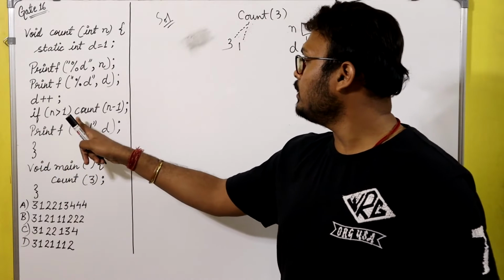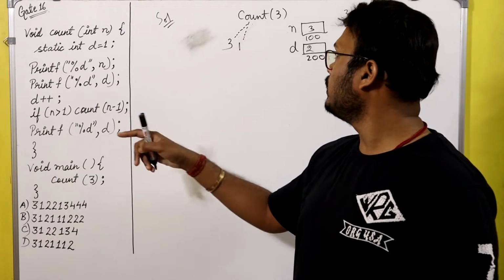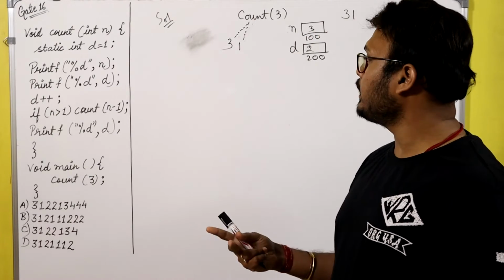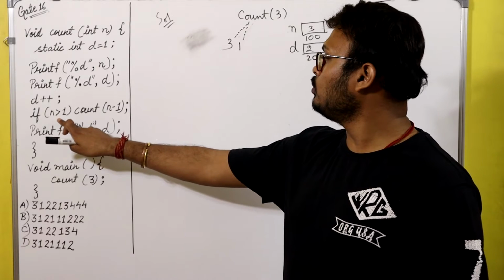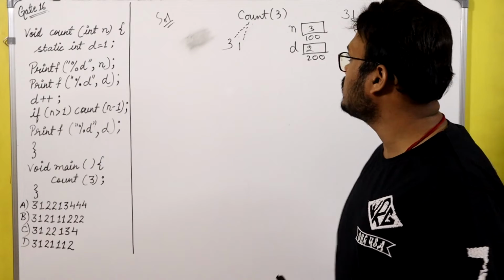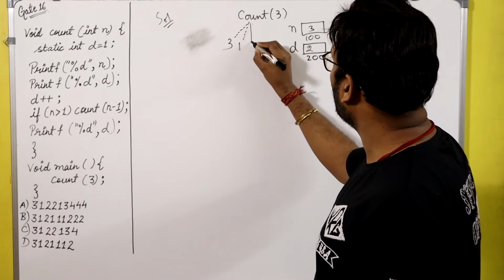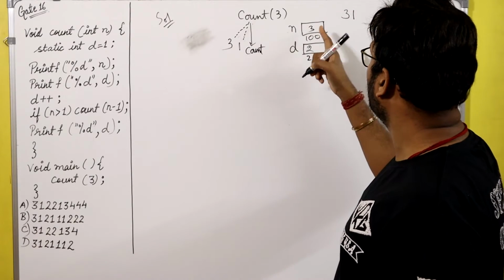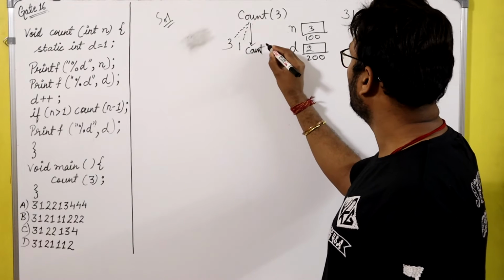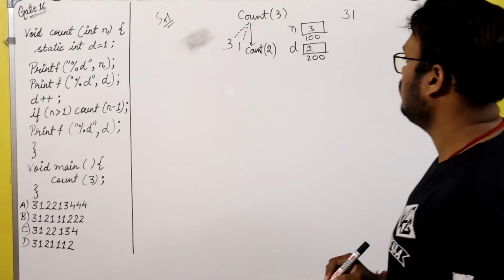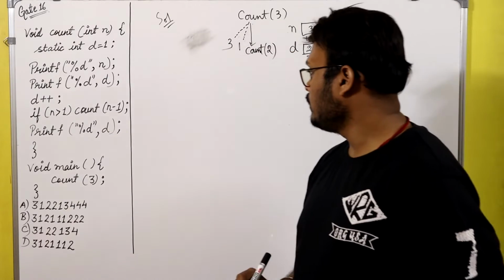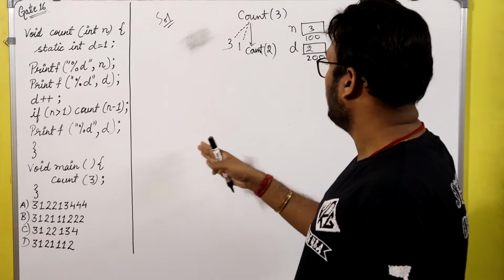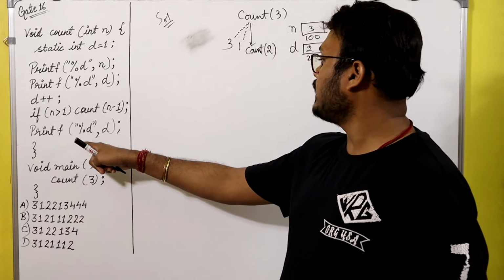If n greater than 1, then the count function will be called again. What is the value of n? 3. So 3 is greater than 1. Yes. Since it's a true condition, count of n minus 1 will be called. The value of n is 3, so n minus 1 will be 2. So count of 2 will be called. And after that, there is a printf %d of d.